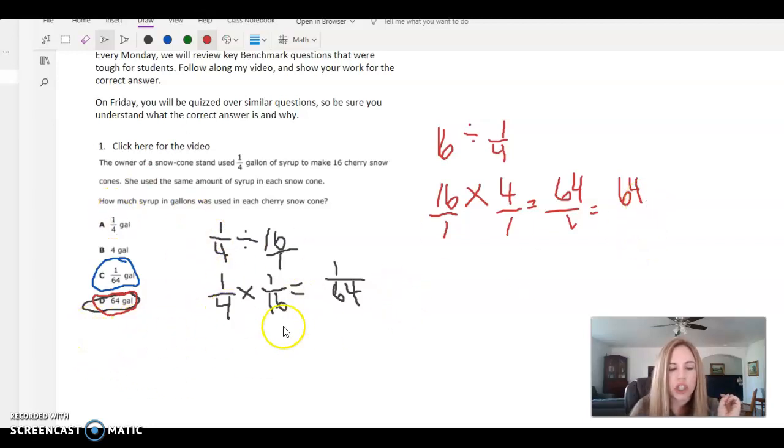So, right below here, I want you to explain in your own words why D is incorrect. Okay, but you need to show your work for why C is correct.